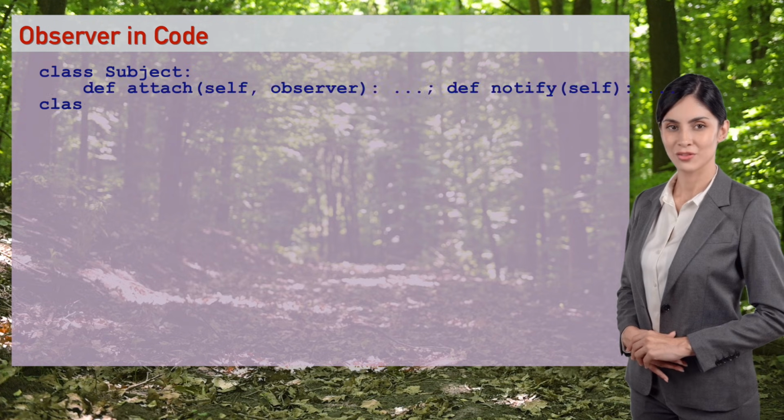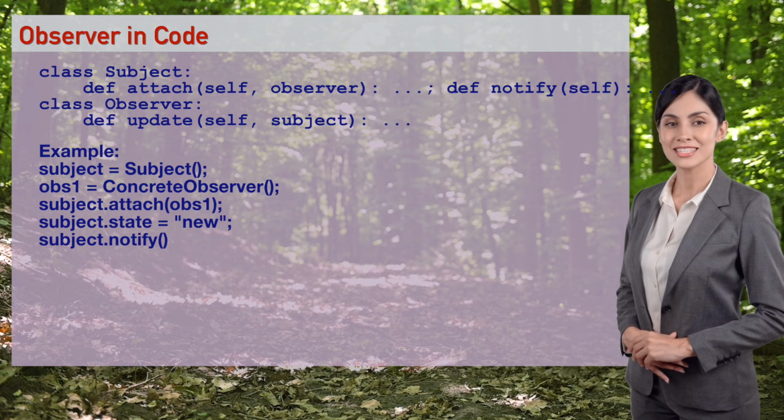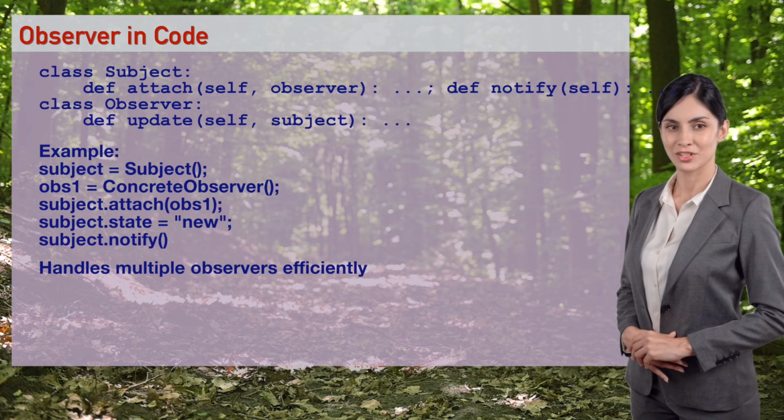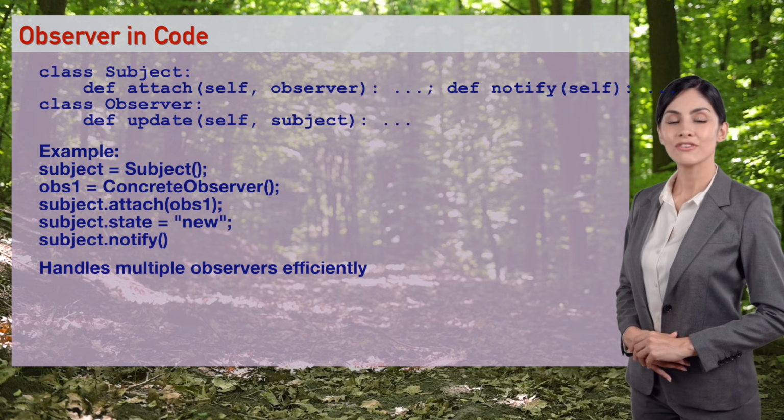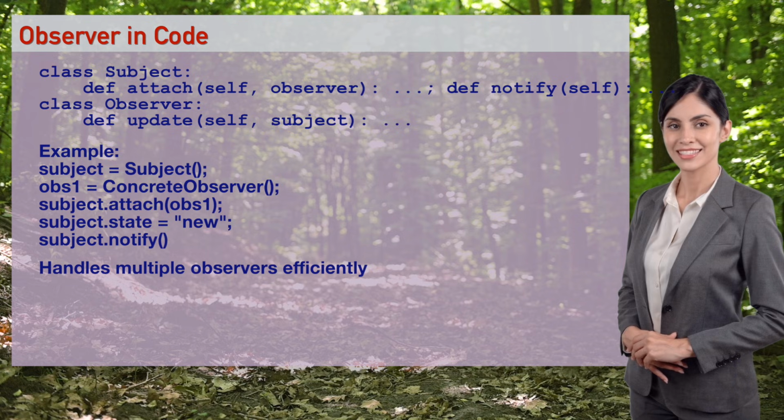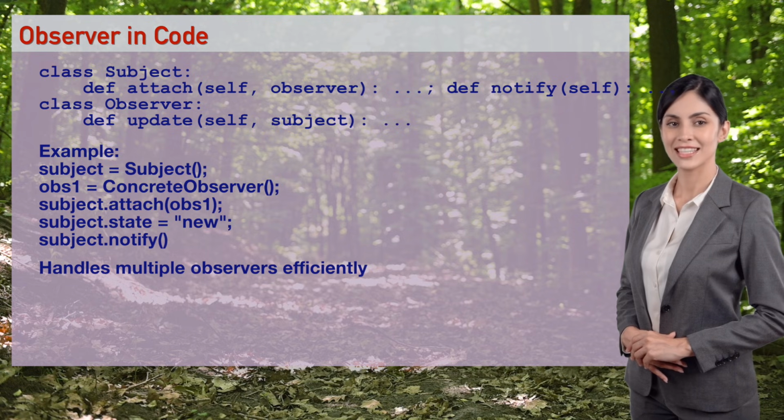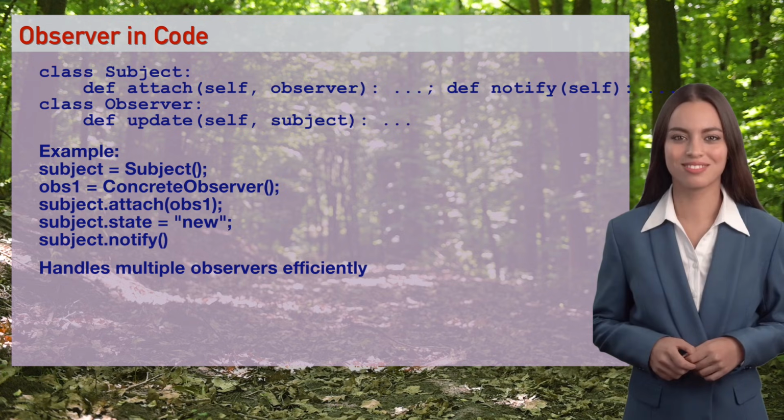Diving into Observer in code using Python as our example, define a subject class with methods like attach to add observers, detach to remove them, and notify to update all attached observers when the state changes. Then an abstract observer with an update method that receives the subject. In practice, create a subject, instantiate concrete observers, attach them, change the subject's state, and call notify to propagate the update. This setup handles multiple observers efficiently, ensuring that each reacts independently to the same event. Elegant notification system. Watch how it scales with more observers.